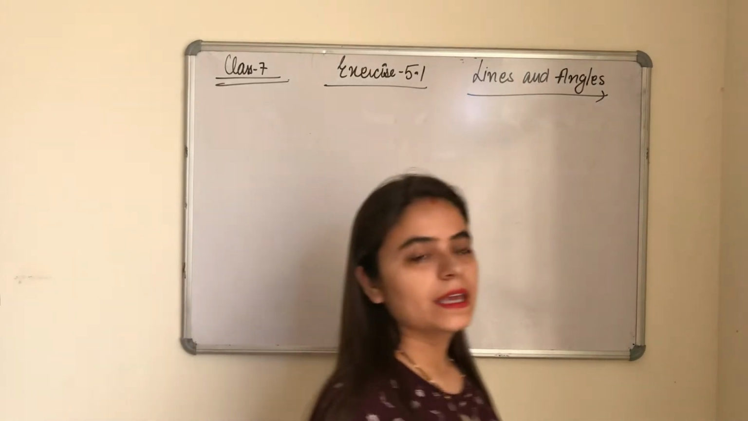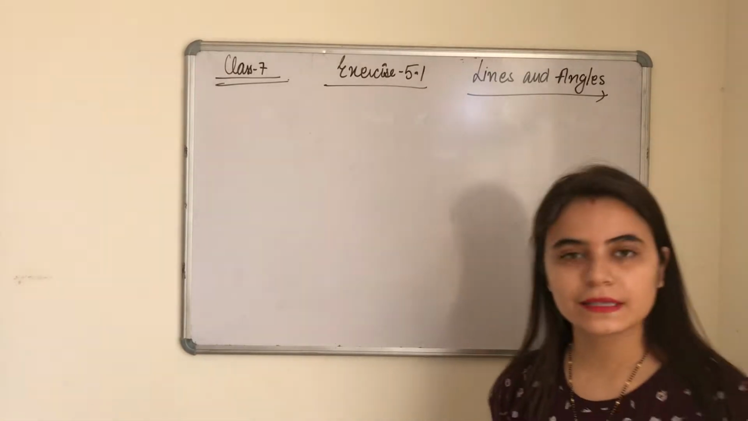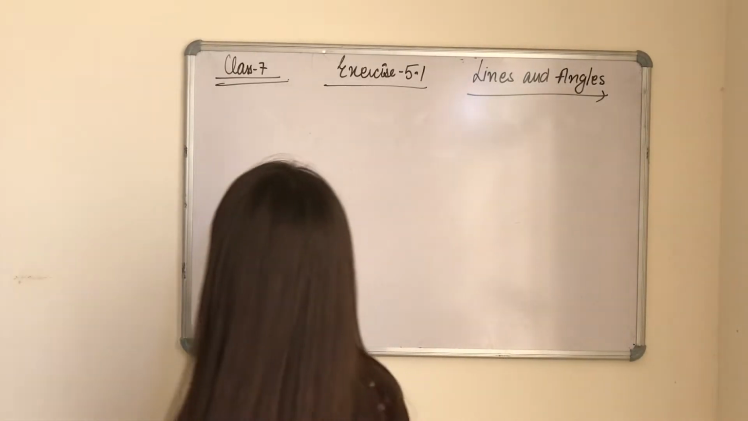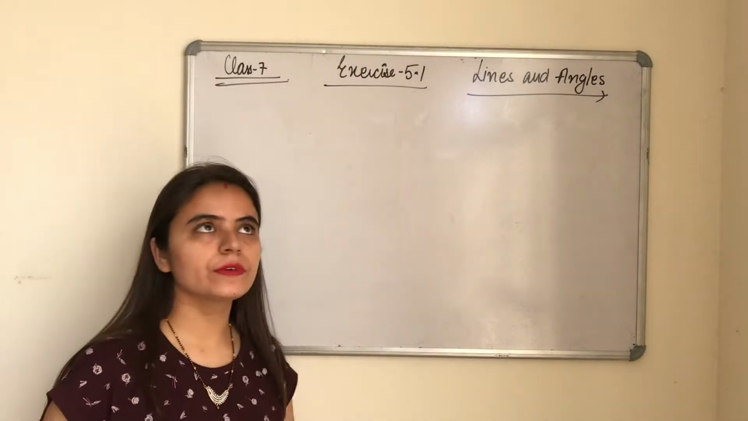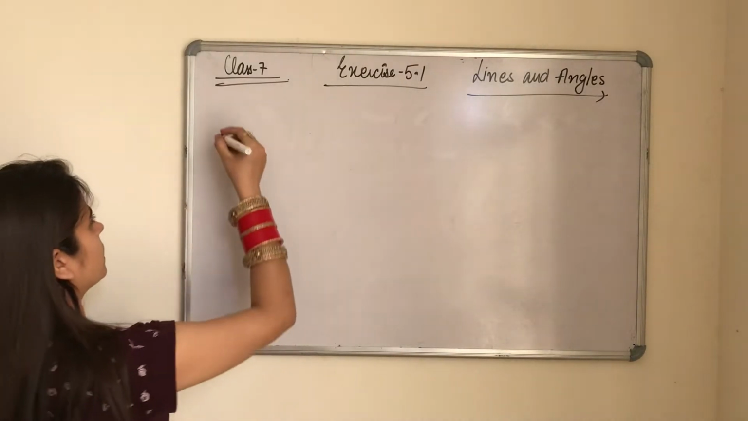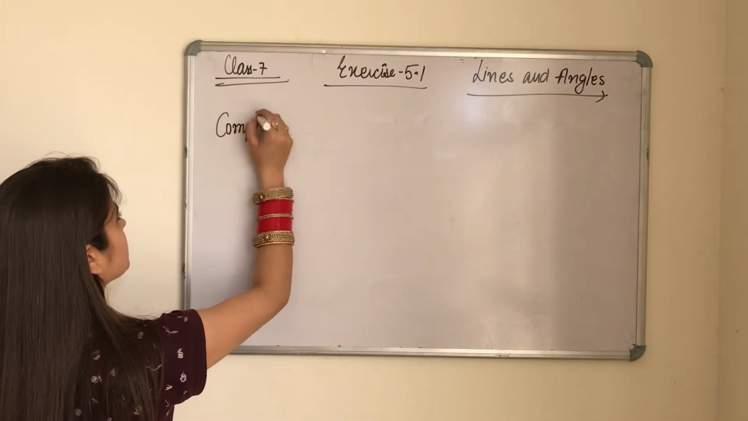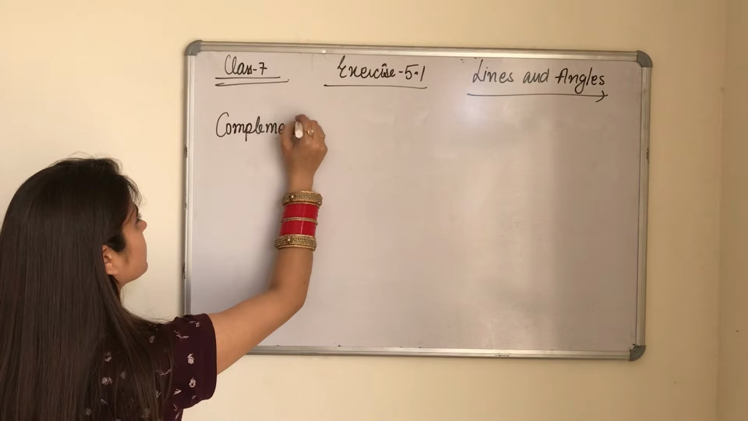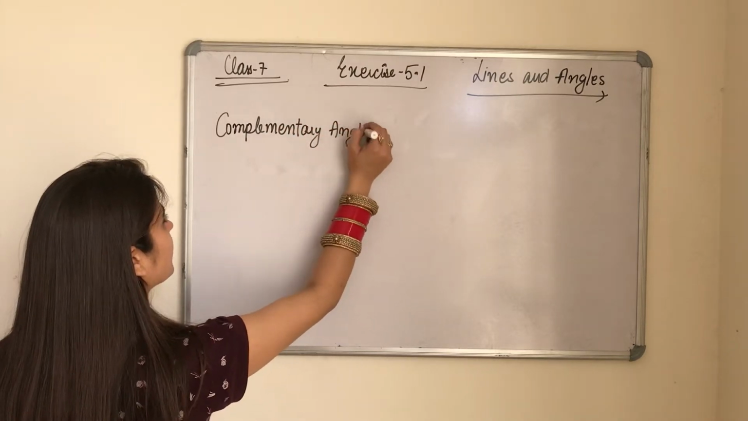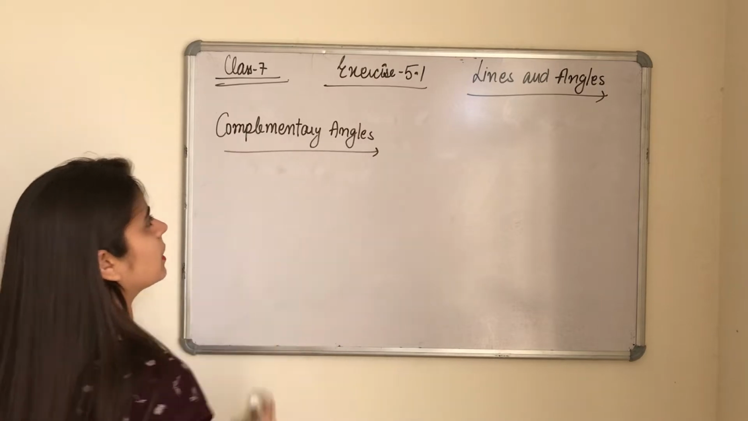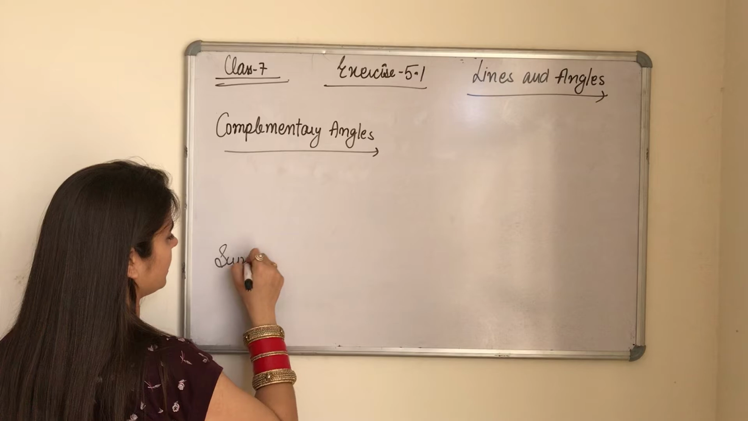Hello friends, now we are going to start a new topic, lines and angles for class 7th. This is exercise 5.1. The first topic I want to introduce to you is complementary angles, and the second thing is supplementary angles.